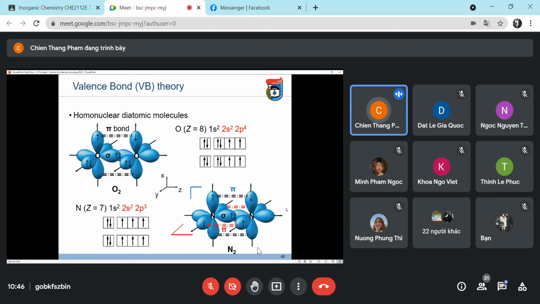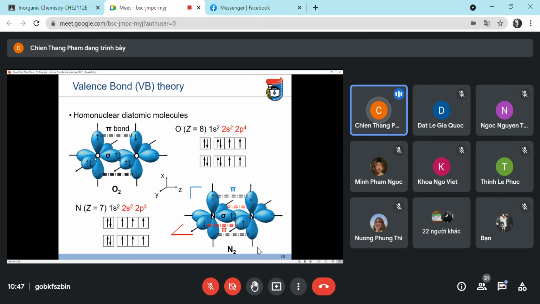And if you consider a more complicated example, for example, dioxygen, here is the Lewis structure of each oxygen atom. You can see each oxygen atom has two unpaired electrons. So now we can understand what happens when we combine two oxygen atoms together. This one combined with this one, and this one combined with this one.